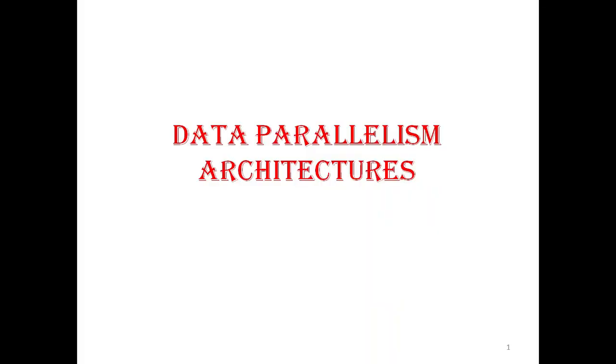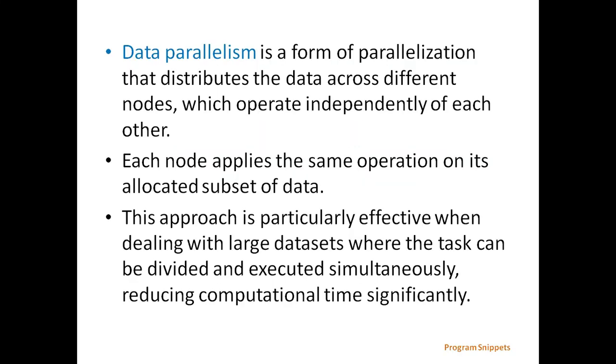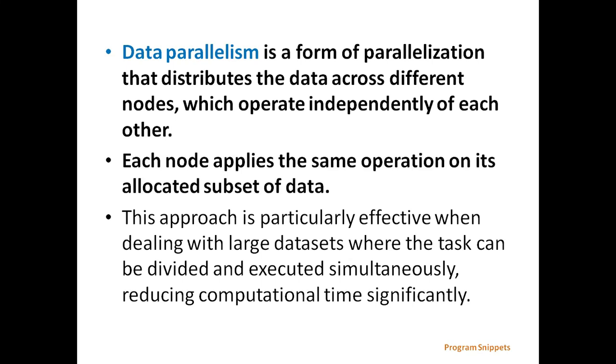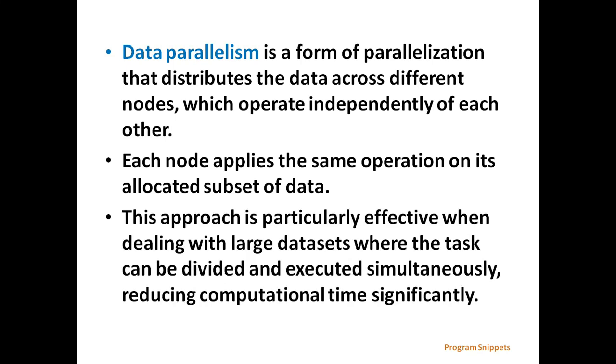Here we will see data parallelism architecture. Data parallelism is a form of parallelization that distributes the data across different nodes which operate independently of each other. Each node applies the same operation on its allocated subset of data. This approach is particularly effective when dealing with large data sets where the task can be divided and executed simultaneously, which reduces computational time significantly.